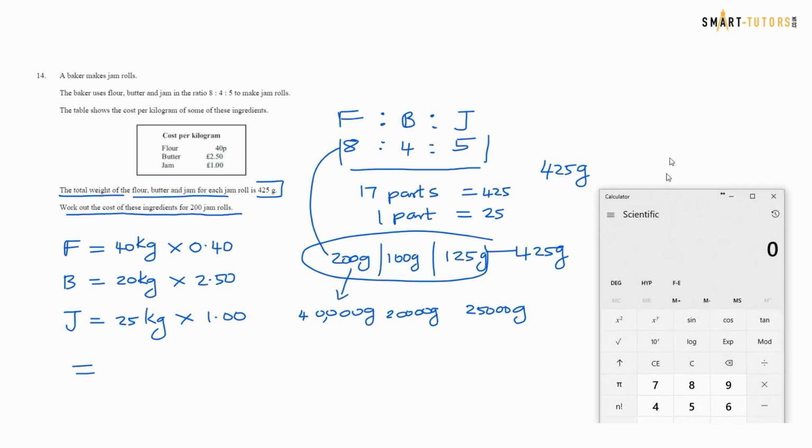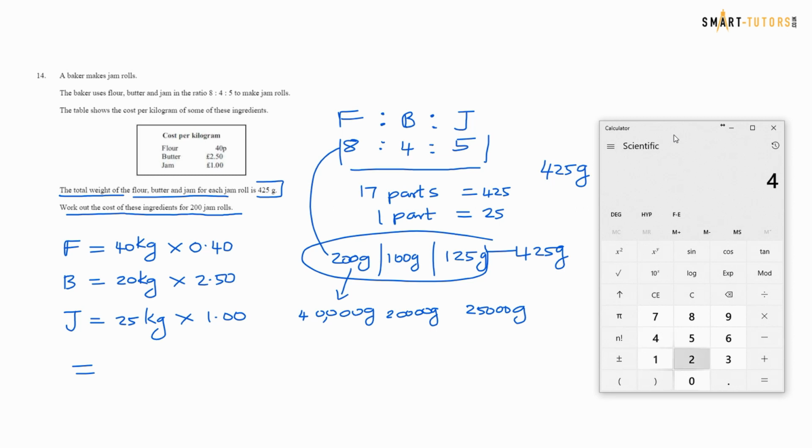so we need to find out 40 kilogram. Each kilogram is 0.40. So the answer is 16 pounds for flour, plus 20 kilogram butter we need. Each is 2.50. So that is going to be 50 pounds. And plus 25 times 1 is 25. So the answer is 16 plus 50 is 66, plus 25 is 91 pounds. That is the total cost for the 200 jam rolls.